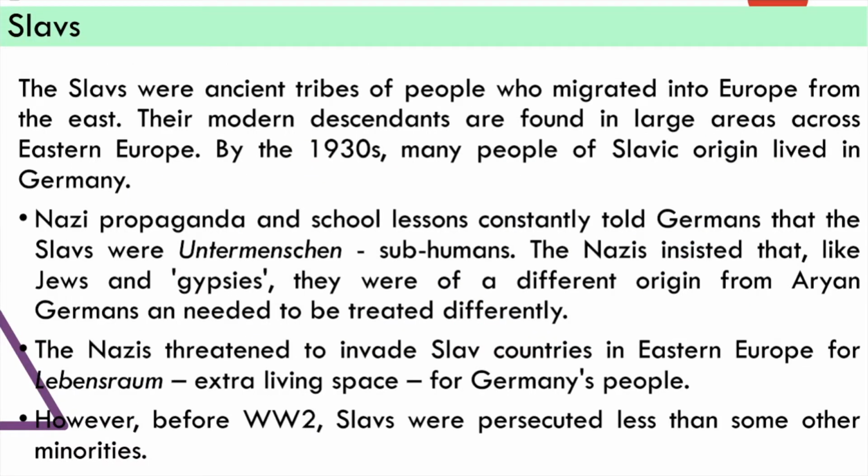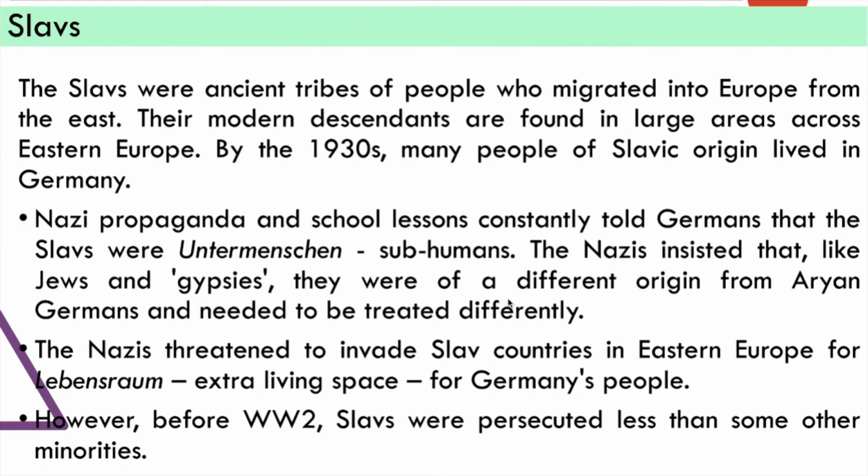Slavs. Now, these were an ancient tribe of people who migrated into Europe from the east. Their modern descendants are found in large areas of Eastern Europe. By the 1930s, many people of Slavic origin lived in Germany. Nazi propaganda and school lessons constantly told Germans that the Slavs were Untermenschen, that means subhuman. The Nazis insisted that, like Jews and Gypsies, they were of a different origin from Aryan Germans and needed to be treated differently. Oh, there's a spelling mistake there, bear with me.